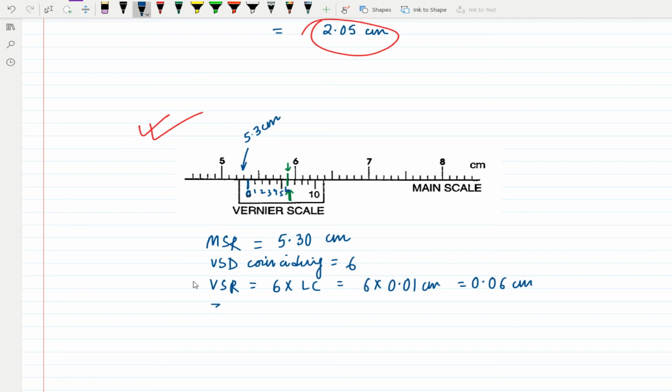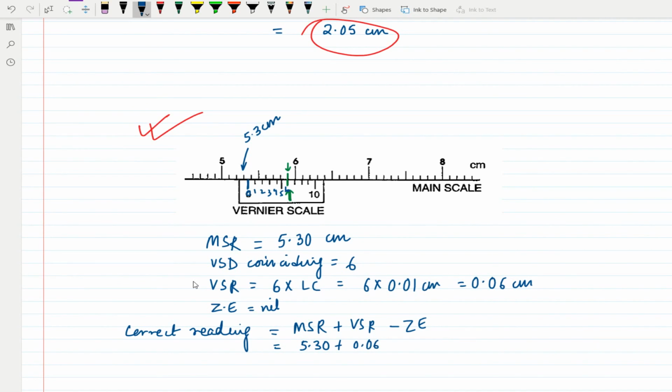And assuming that the zero error is nil in this case also, the correct reading or the final reading will be MSR plus VSR minus zero error. That gives us 5.30 plus 0.06 minus 0, so that comes out to be 5.36 centimeter. So that is your answer for this particular case.